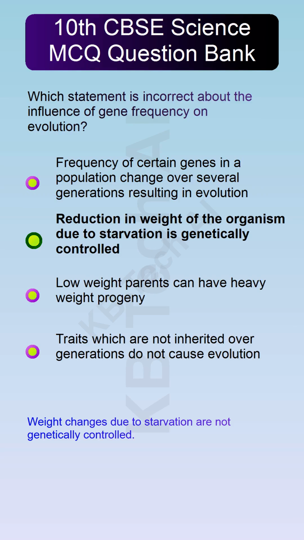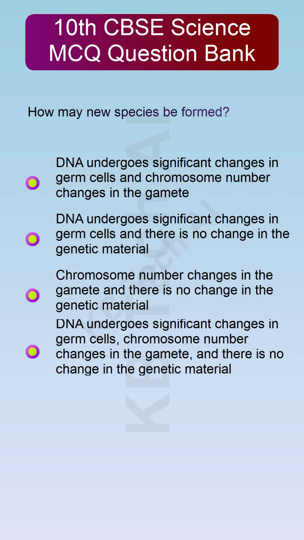The answer is, option 2, reduction in weight of the organism due to starvation is genetically controlled. How may new species be formed? Option 1, DNA undergoes significant changes in germ cells and chromosome number changes in the gamete. Option 2, DNA undergoes significant changes in germ cells and there is no change in the genetic material. Option 3, chromosome number changes in the gamete and there is no change in the genetic material. Option 4, DNA undergoes significant changes in germ cells, chromosome number changes in the gamete, and there is no change in the genetic material.